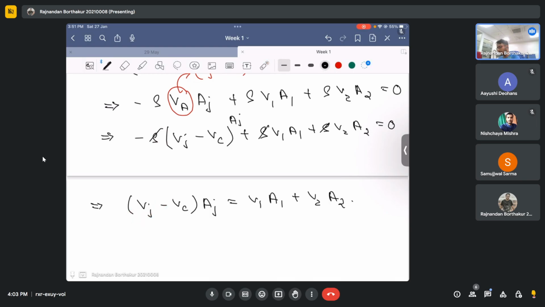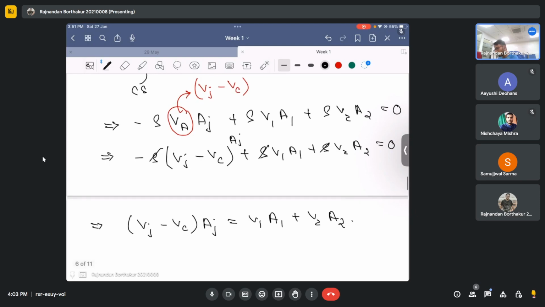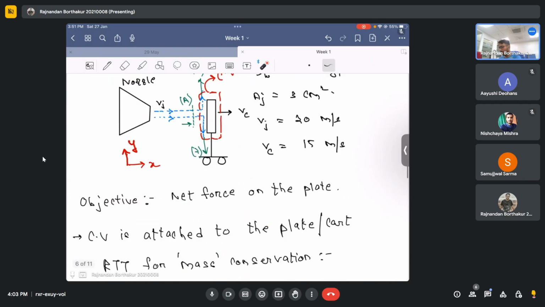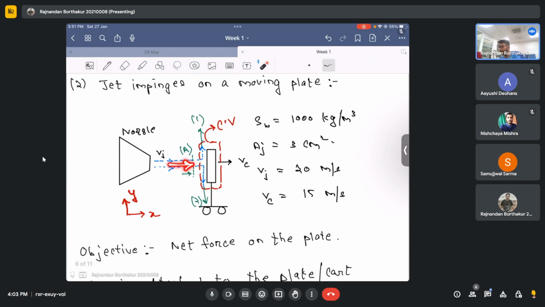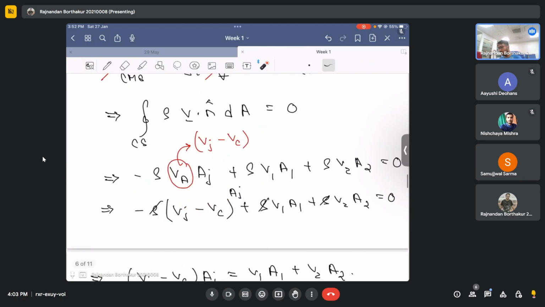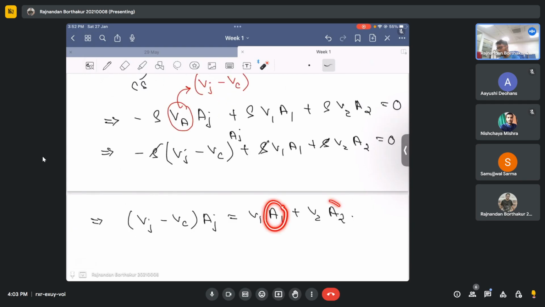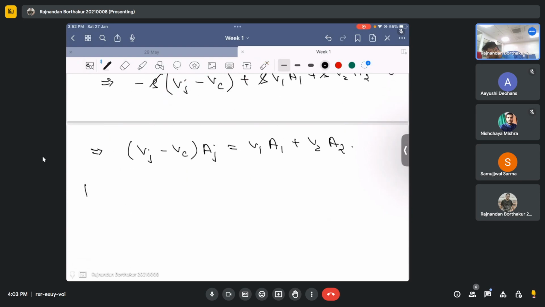But now let's try to understand one thing. We know the value of Aj, we know what is Vj and Vc, but we do not know what is A1 and A2. This is not given to us. See, this jet comes, so what happens in this problem? This jet comes, it gets bifurcated in these two directions, and it just moves out in the y direction, which means even though we don't know what is A1 and A2, from the symmetry of the problem, we can write that.